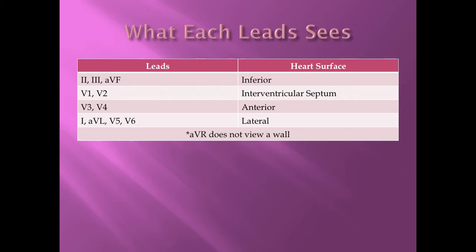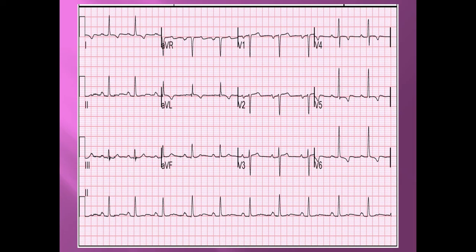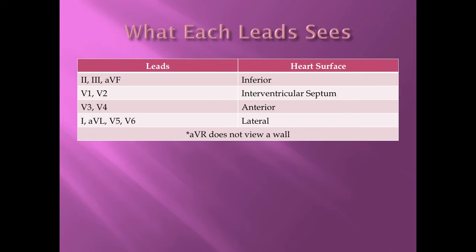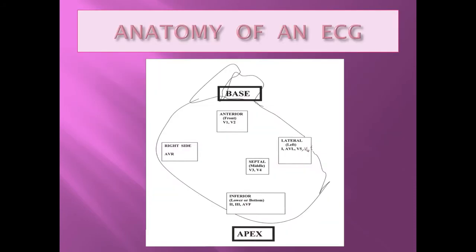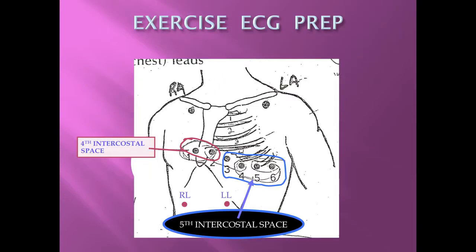Because a lot of them are grouped together, like V1 and V2, you can see are just right above each other. Circle them, put one big circle around them, and then you'll know to look there if you want to see what's going on in the septum, right? And this is just another area to show you what each of these words mean. So septal means middle, anterior, front, etc.